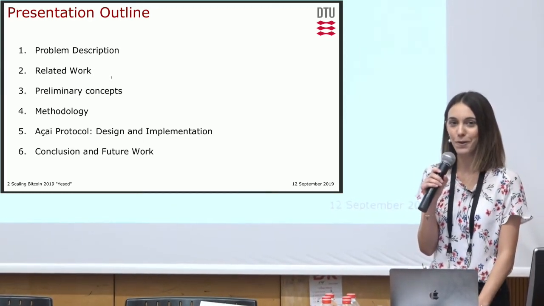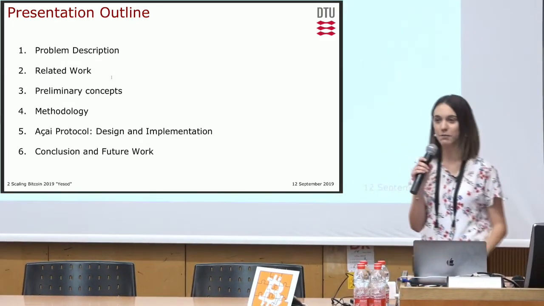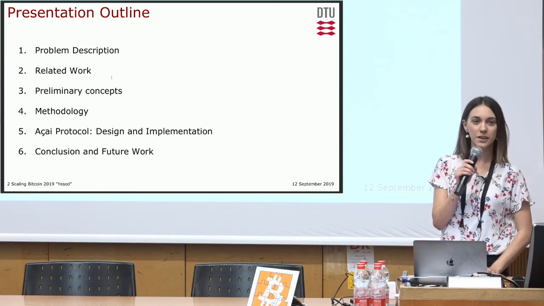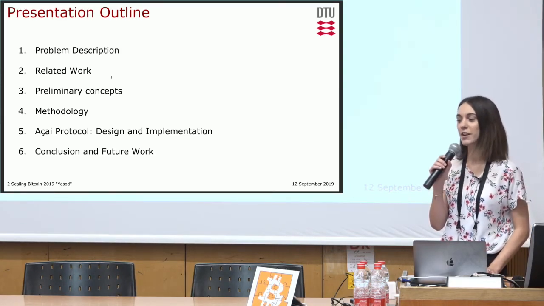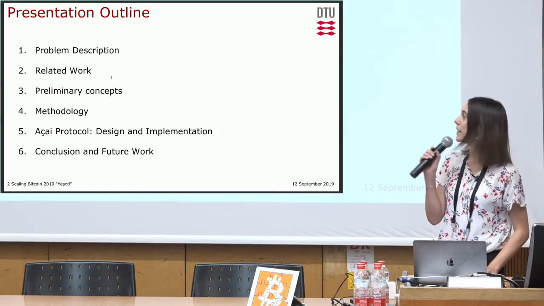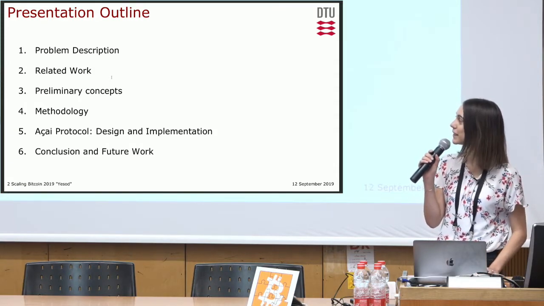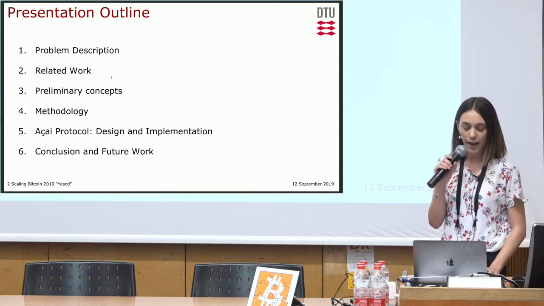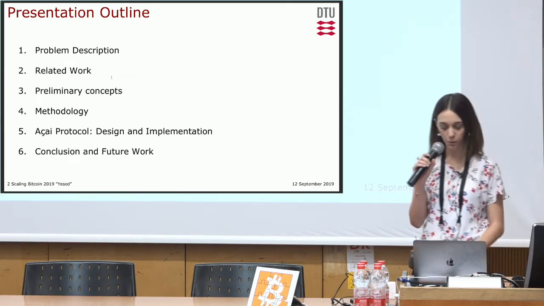I know that all of you probably know everything about Bitcoin and Lightning, but I'll just recap some concepts that I'm going to use in my solution. Then the methodology, so which technical aspects and features I've used to achieve my solution. The ASI protocol, the most interesting part of the presentation, with the design and implementation. And then I summarize all the results and some future works.